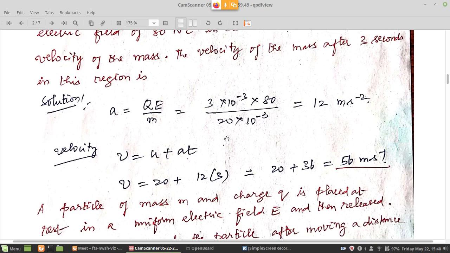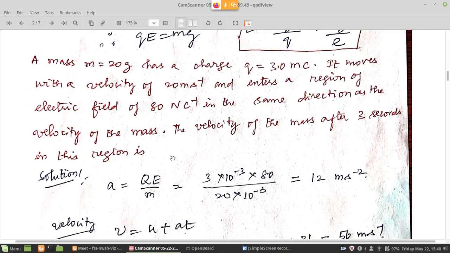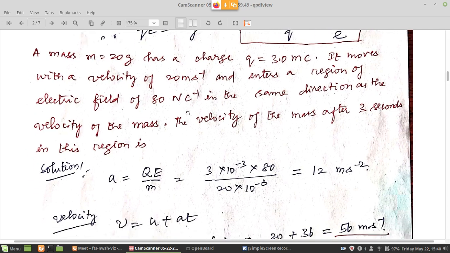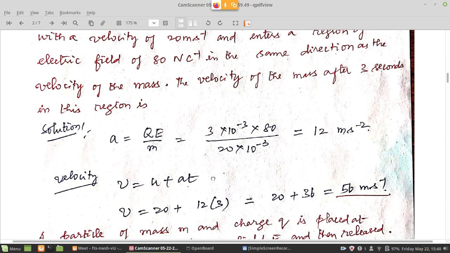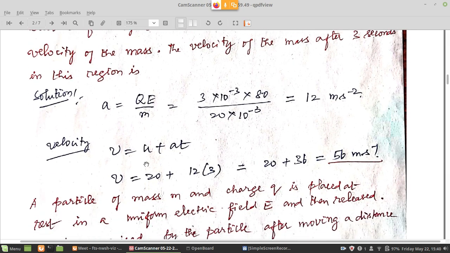Velocity we need, but while entering itself it has a velocity of 20 meters per second. So initial velocity should be taken as 20. For this acceleration, what would be the final velocity? That too after 3 seconds they are asking clearly, so it's very easy.